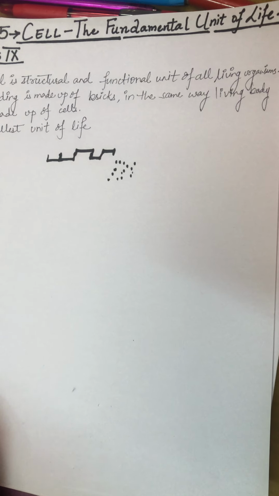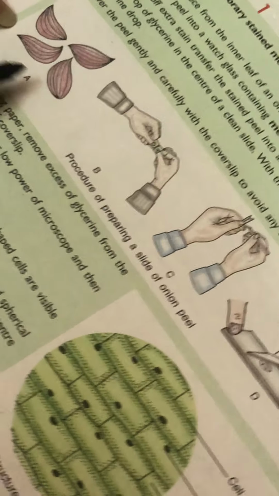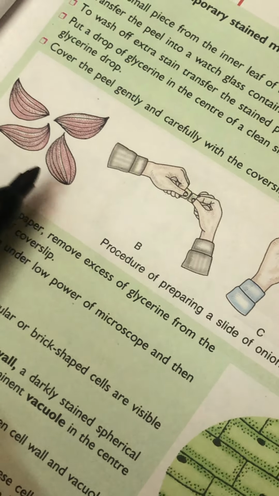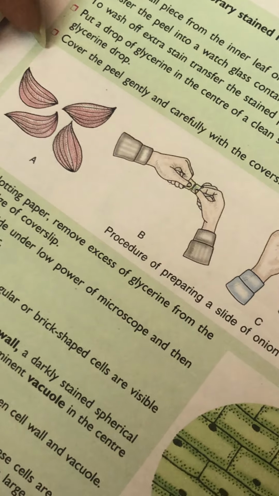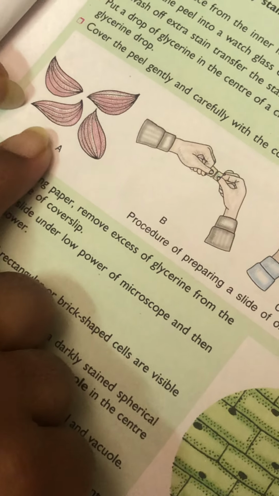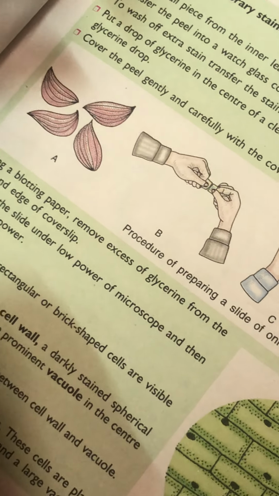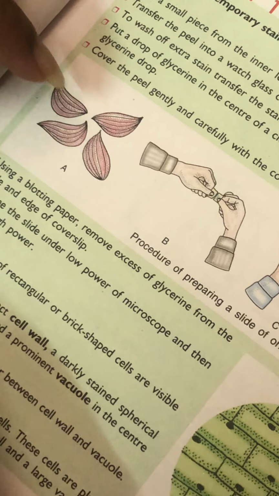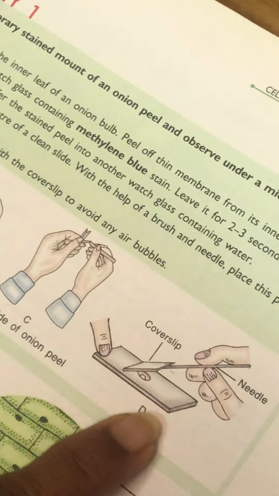For example, this is an onion. Look, you can see the diagram of onion. And if we cut a single part from here, we are making a temporary stain mount of onion. This is a small activity through which, let me explain to you that this is an onion. If we take a slice of the onion and cut it, a very thin layer comes out from the center, which is known as the thin membrane from the inner side of the layer of the onion. And if we transfer that layer onto this, this is a slide.